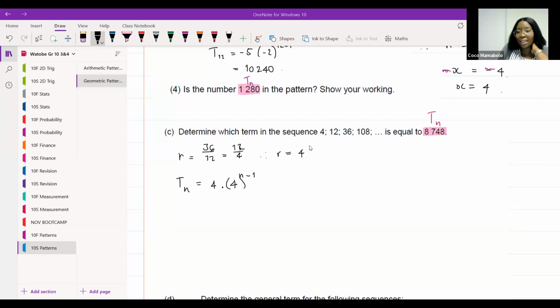Now they want to know: determine if the sequence is equal to 8748. So we're going to replace Tn with 8748. We're going to get 8748 is equal to 4 times... Sorry guys. I said 3, but I wrote 4. Sorry guys, it's 3. I was testing you guys and you passed. Well done, top marks.